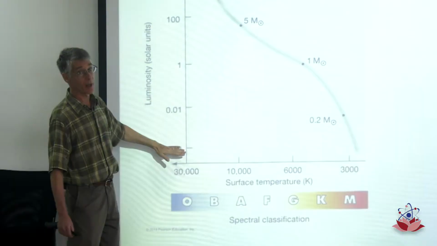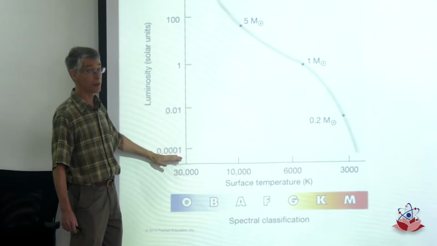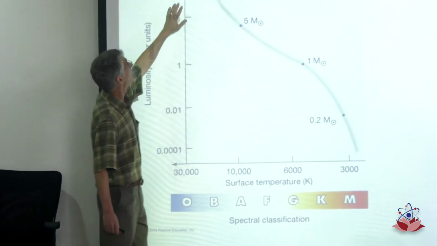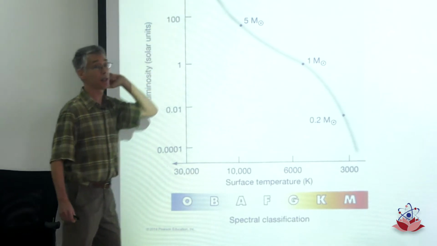And the luminosities go from 1/10,000th the brightness, the luminosity of the sun, up through 10,000, even 30 or 40,000 times as bright as the sun.